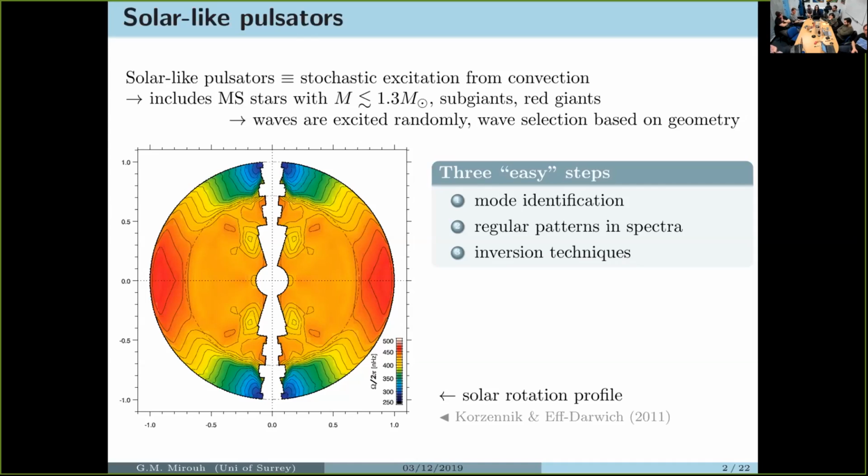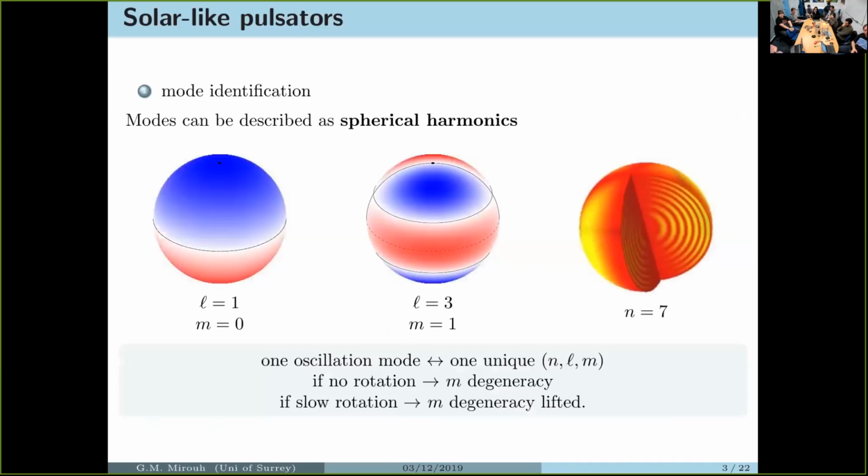So the three steps are mode identification, regular patterns in spectra, and inversion techniques. For mode identification, to each frequency in your spectrum, you want to associate a geometry for the mode, and we can do that. I'm going to explain all of this. Mode identification is pretty easy if your star is not a fast rotator or doesn't have an extreme magnetic field that breaks symmetry and implies more complexity, obviously.